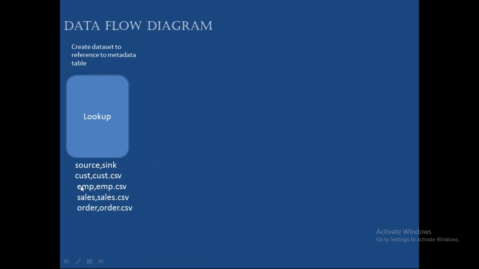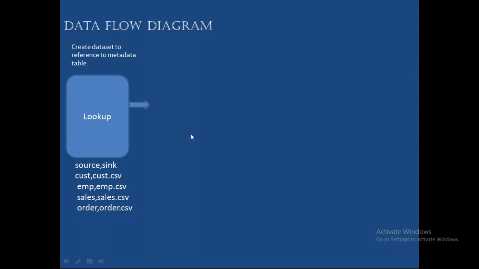What are source and sink? Source means the table source side. Sink means how you want to load it. This is my table, I am loading it as cust.csv. emp is my table, I am loading into my blob storage as emp.csv. I have a sales table, I am loading into blob storage as sales.csv. I have an orders table, I am loading it as order.csv in my blob storage.